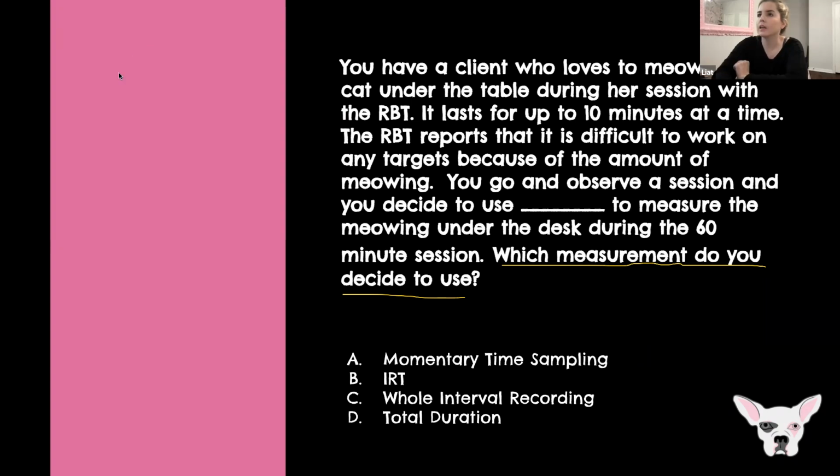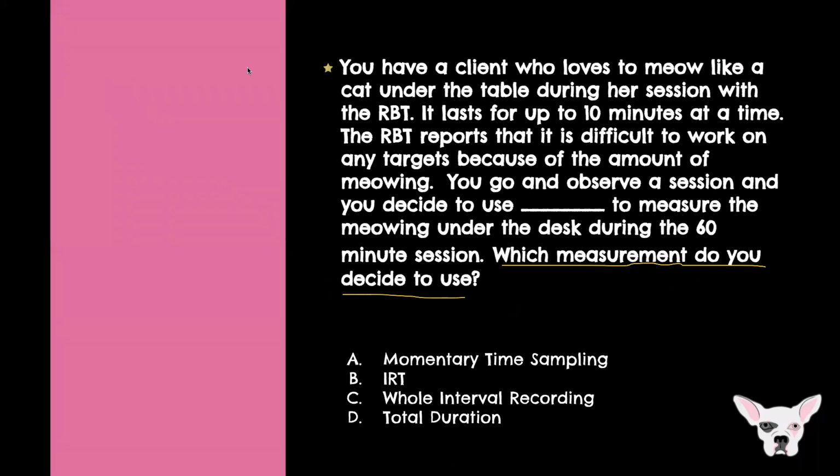Let's do it. You have a client who loves to meow like a cat under the table during her session with the RBT. It lasts for up to 10 minutes at a time. The RBT reports that it is difficult to work on any targets because of the amount of meowing. You go and observe a session and decide to use blank to measure the meowing under the desk during the 60-minute session. Which measurement do you decide to use?